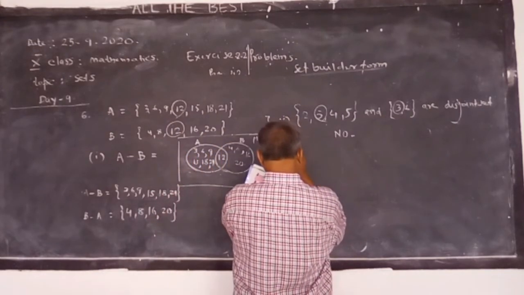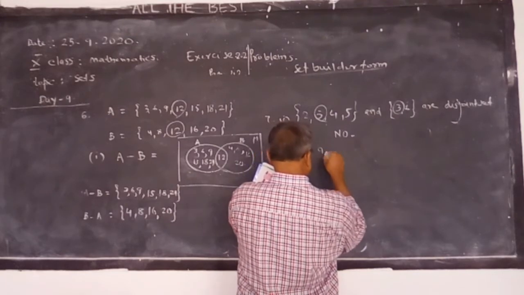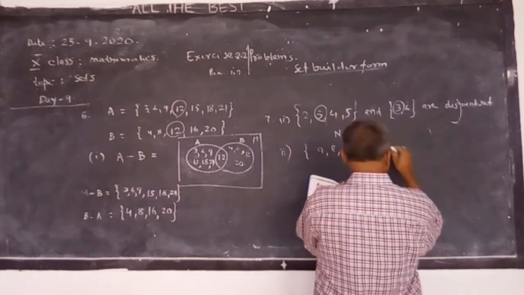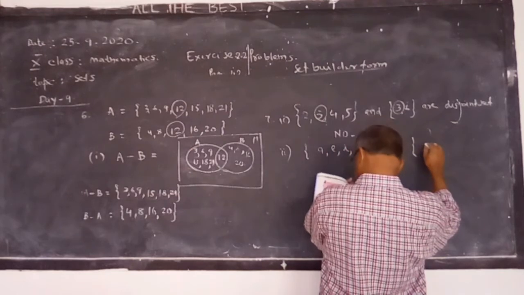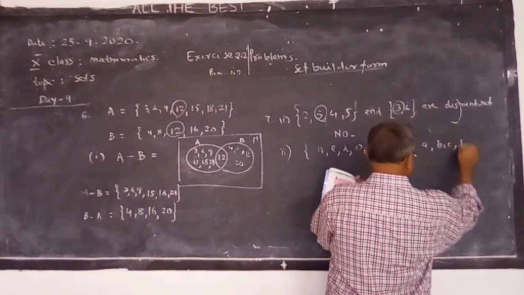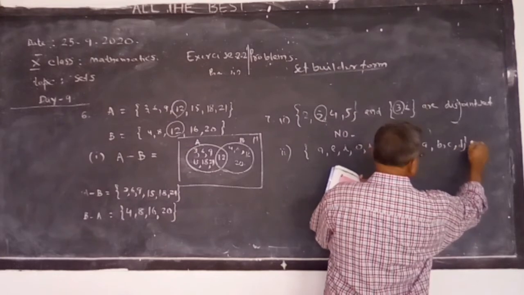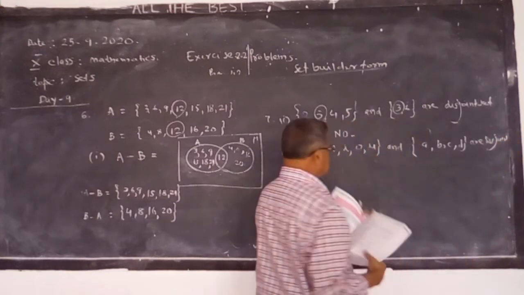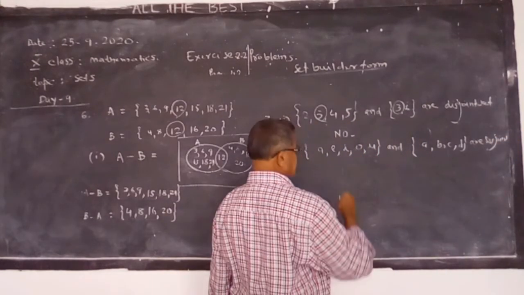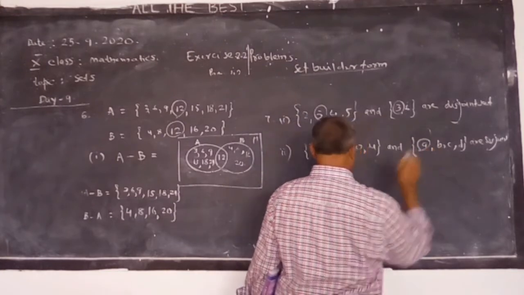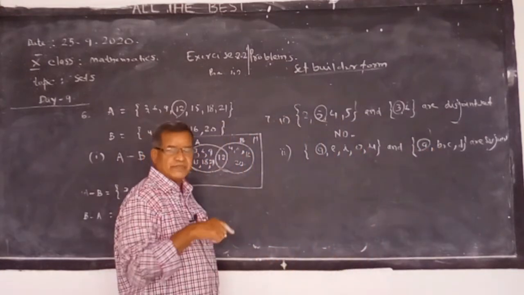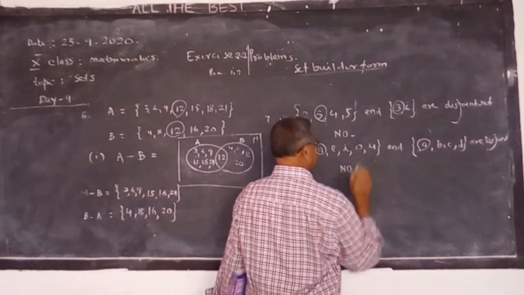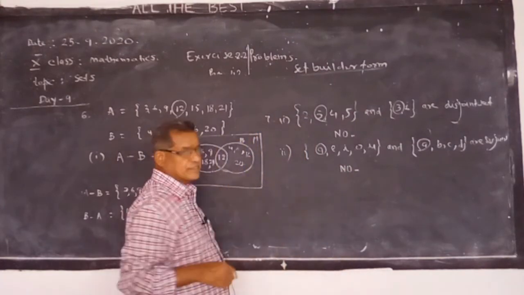The vowels A, E, I, O, U are given, and A, B, C, D are disjoint sets. So here also we have a common element. Here the common element is A. So by definition it is not a disjoint set. No. The reason is there is one common element.